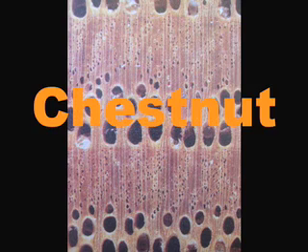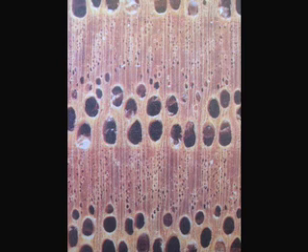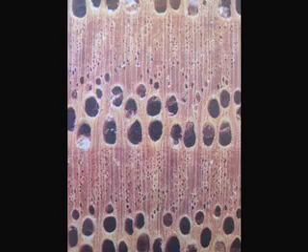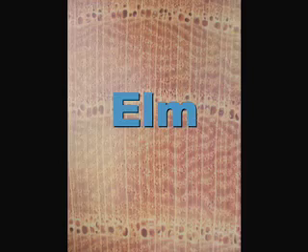See? Now, chestnut looks similar to ash. It too has visible rings of open pores and no visible ray lines. The difference is the chestnut has little flame-like patterns of smaller pores between the rings instead of the random and evenly spaced smaller pores in ash. Now let's look at elm.